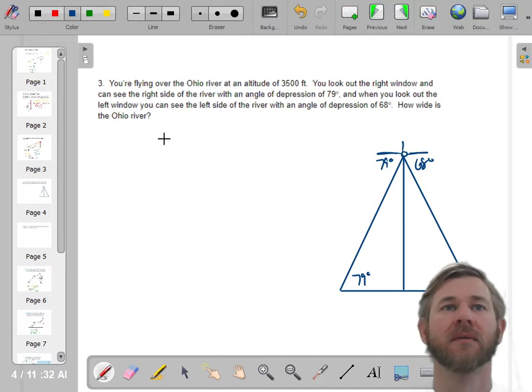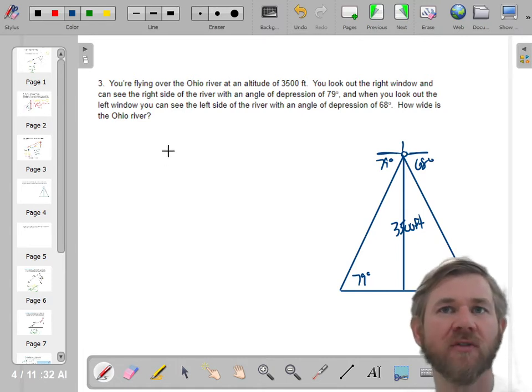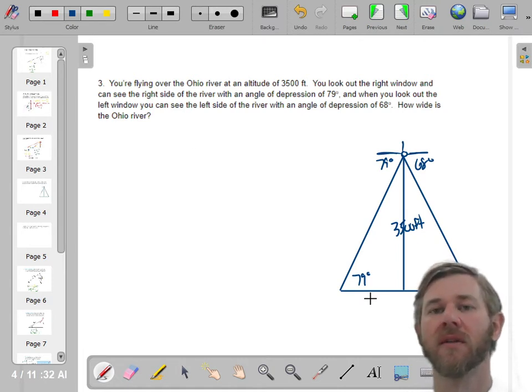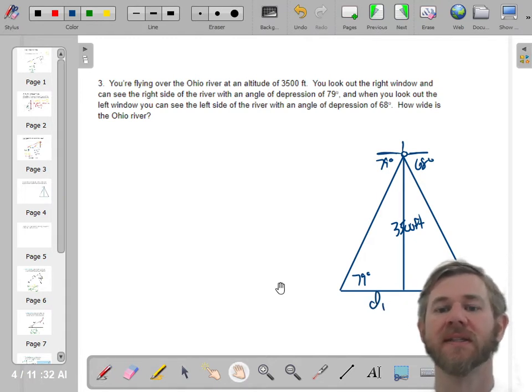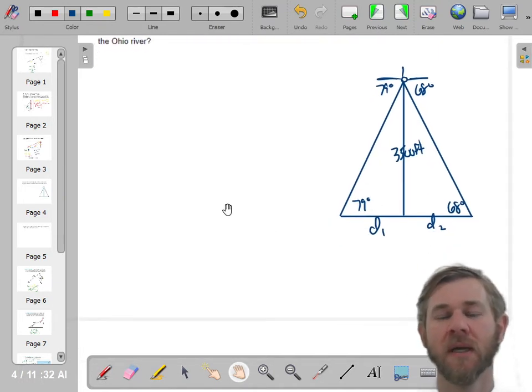What else do we know? Altitude is 3,500 feet. Planes have altimeters. They can tell you how high up they are. Okay? What are we trying to find? How wide is the river? We'll call this distance 1, distance 2. You can't see that. My floating head's in the way.